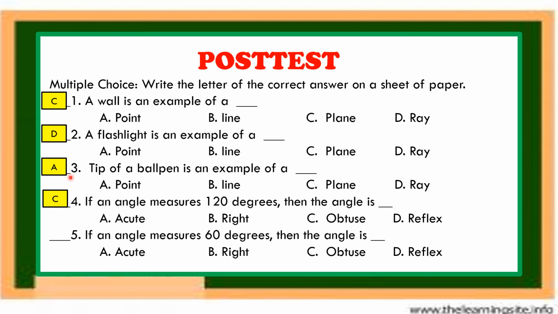Number 4, an angle measures 120 degrees. What is the answer? That is an obtuse angle. That is letter C. And for the last number, we have 60 degrees, and that is an acute angle. That is letter A.